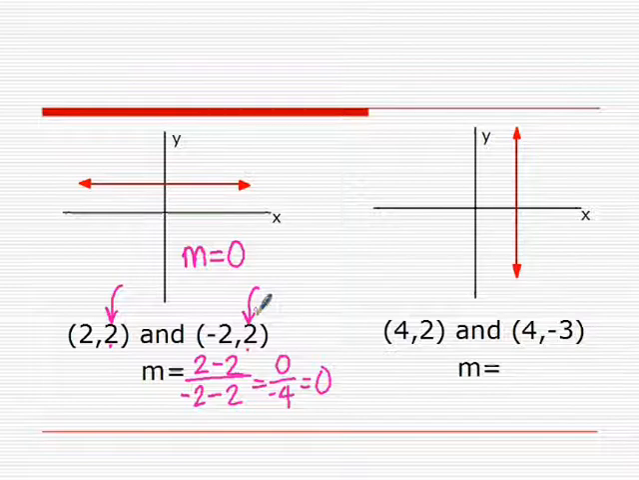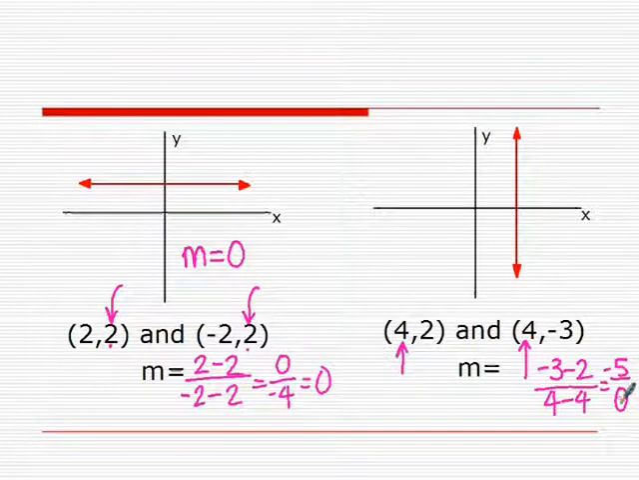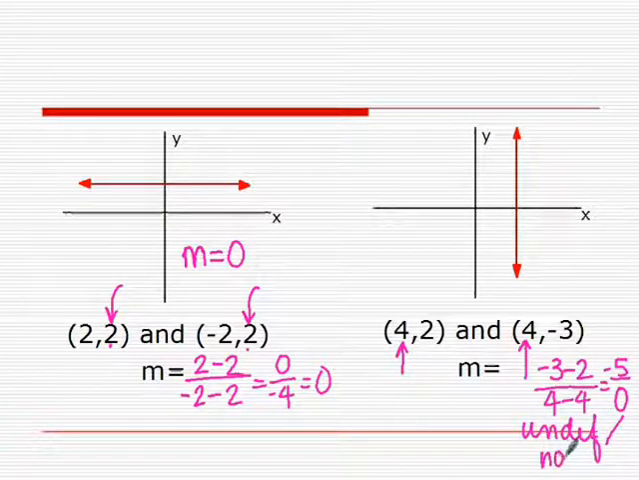Vertical line, right? Notice now they have the same x coordinate, and when I go to do my slope, I would get negative 3 minus 2 over 4 minus 4, and I end up with negative 5 over 0. No dividing by 0, so you would either write undefined or you can write no slope. Not 0. 0 is a number. 0 is the slope of a horizontal line, but no slope.